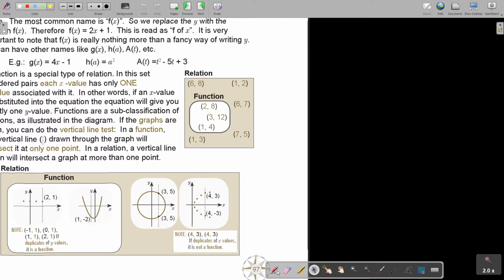I think here it should just be 4 and -3. Okay, because that is 4 and 3. In this example, let's just get it in red. This was indicating: if there are duplicates of x values, it is not a function. If there are duplicates of y values, it is a function. Okay, let's go on.